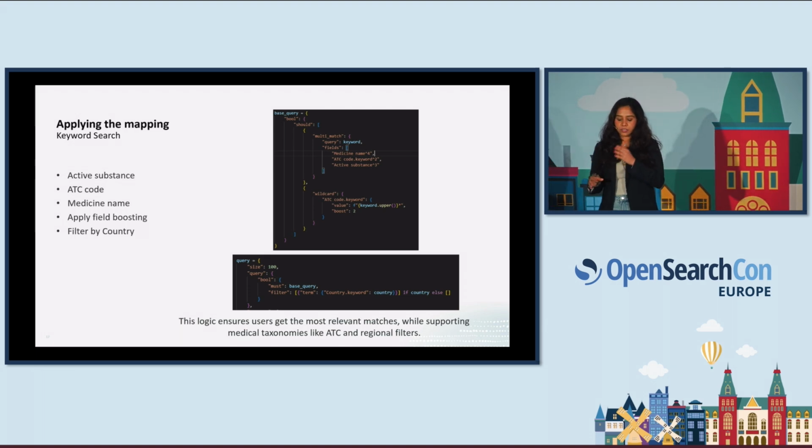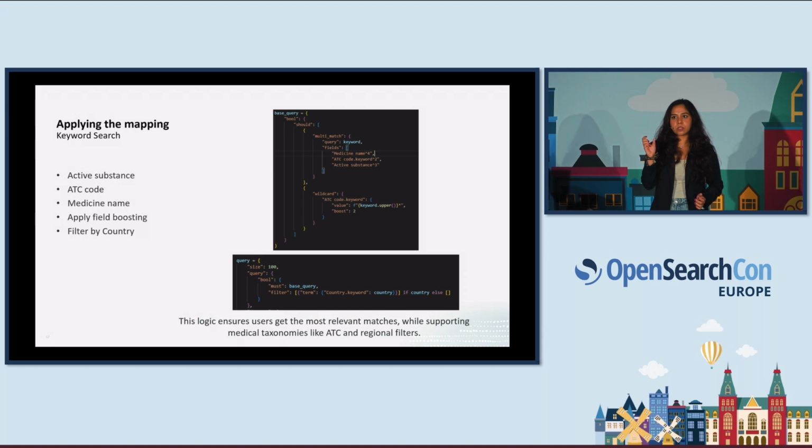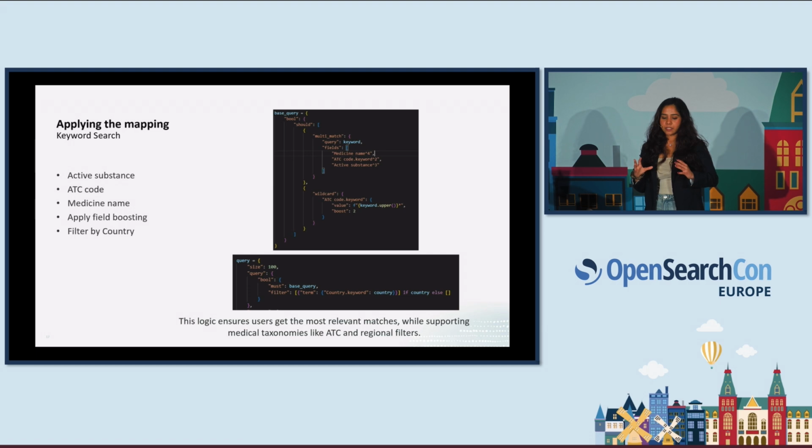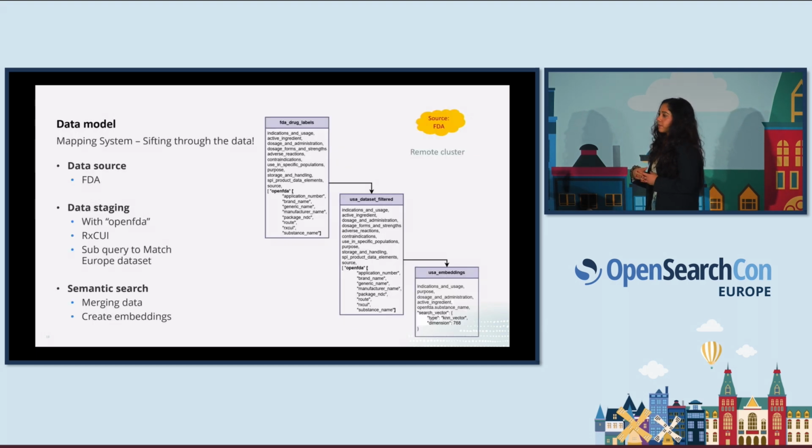And we've also added a wildcard filter for our ATC codes. And the reason for this is because we're doing a keyword search from the US data, US index to the Europe index with an ATC4 code, even though our Europe data only has ATC5 codes. So with the wildcard filter, we're able to do this. And finally, we have also added a filter by country.